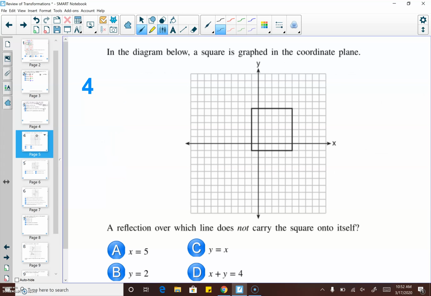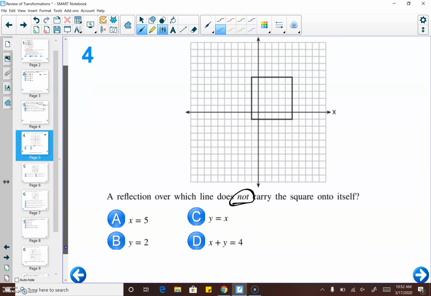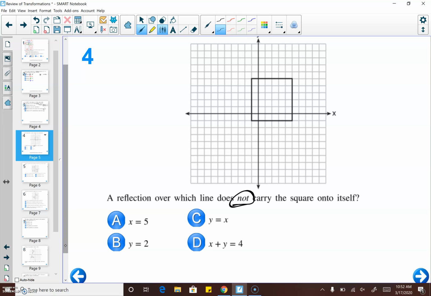Number 4, in the diagram below, a square is graphed on the coordinate plane. Which reflection does not carry the square onto itself? So, if we go choice by choice, the first one, x equals 5, is this line right there. Well, if we reflect over that line, we're going to end up with a square over there. So it looks like we found our answer probably right away, but let's take a look.